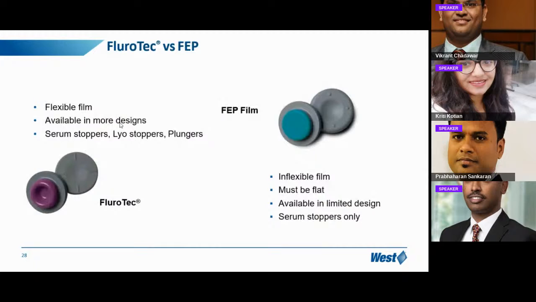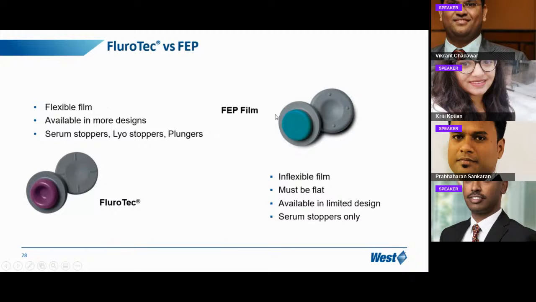Moving to barrier coating. Whatever we have seen improved the lubricity, and this is mainly for barrier property. So there are two different films, ETFE and FEP. Like I mentioned, Fluorotec is ethylene tetrafluoroethylene, which is a hydrophobic coating, with a flexible film available in all designs. So you can see the serum version, lyo version, plungers. We can apply this ETFE coating to all of them.